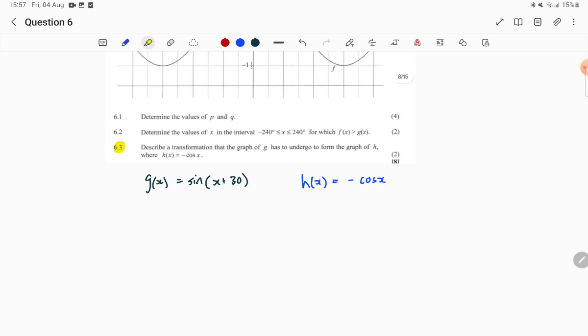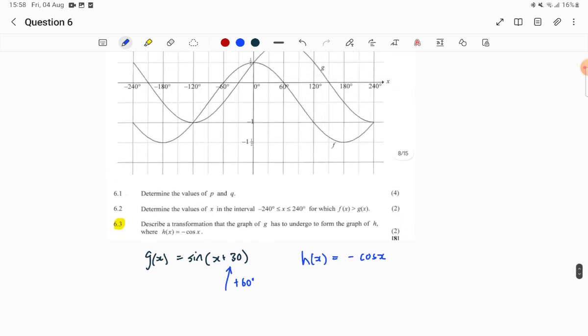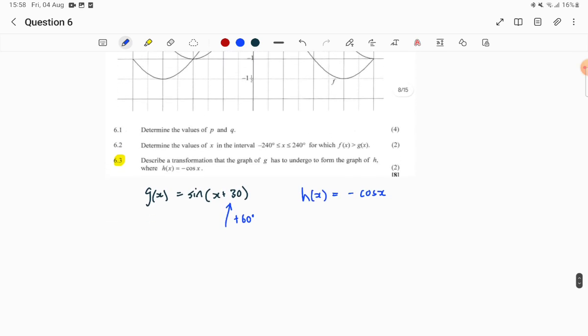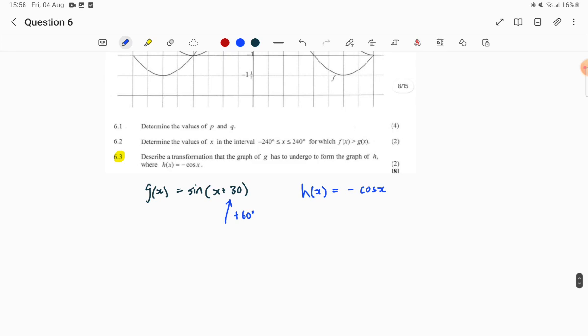So firstly, if we transform from a sine graph to a cos graph, that would indicate the application of co-ratios here. To get to a co-ratio, we need a 90 plus in g of x. So to get to 90 plus, we need to shift this graph 60 degrees more. This is showing the mathematical approach behind it, and we can actually view it on the graph as well, but we need a 90 plus in order to transform the sine into cos.